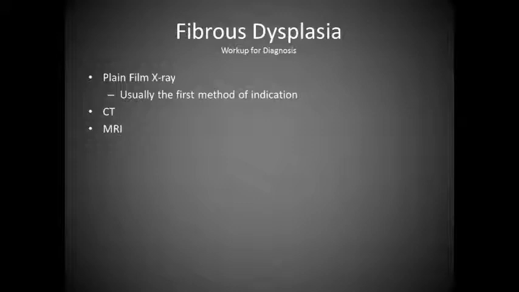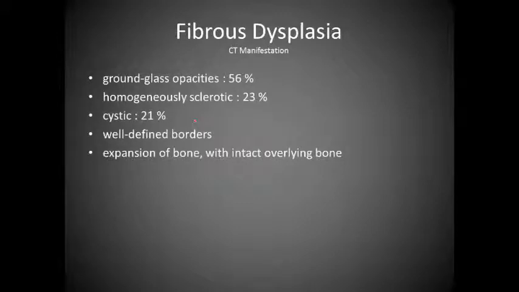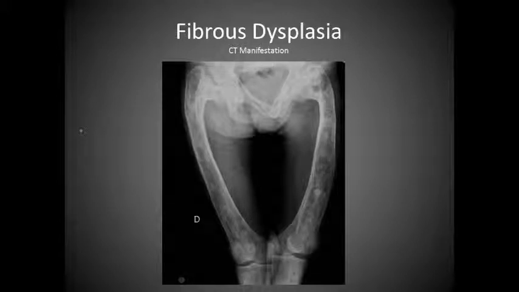So the route of diagnosis initially is plain film X-ray. It's usually the first method of indication, and then from there CT and MRI are both used. What you're looking for is, number one, ground glass opacities. Number two, homogeneously sclerotic. 21% is cystic. You're looking for well-defined borders and an expansion of bone with intact overlying bone. So we'll see what this looks like.